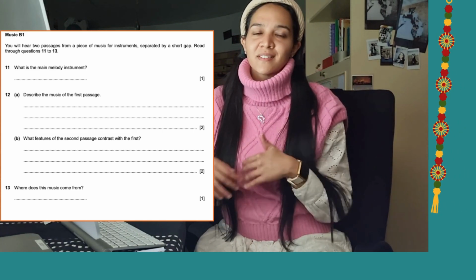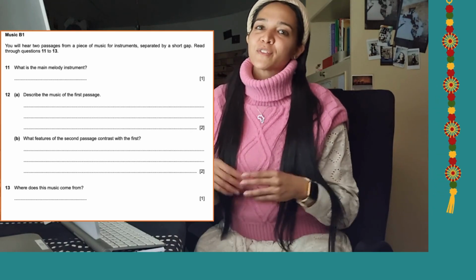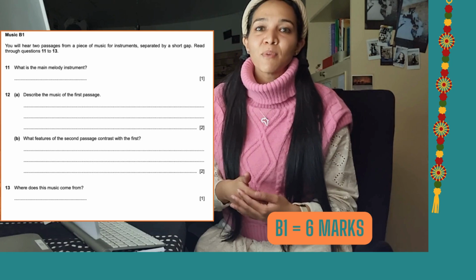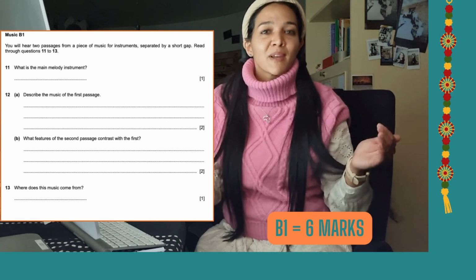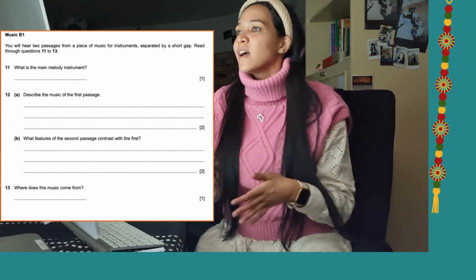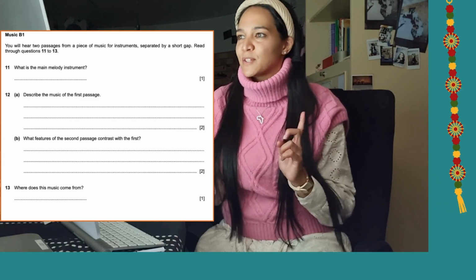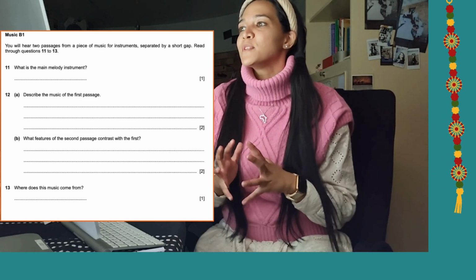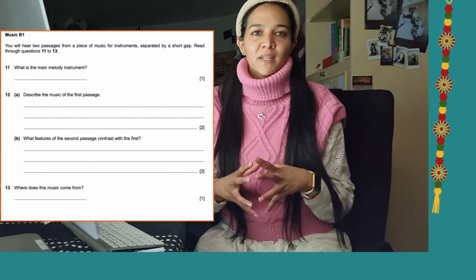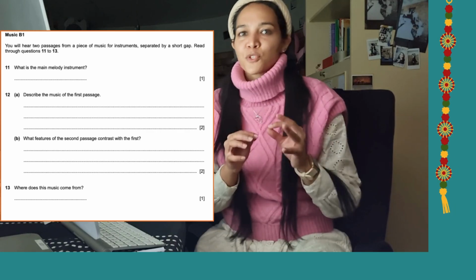It says read through the questions 11 to 13. So not a lot. We know that if we answer all the questions correctly here, we are guaranteed 6 marks. So let's read through our questions. Question 11. What is the main melody instrument? So we need to listen out there. Then they say describe the music of the first passage. So that'll be the first listening that hits you before the short gap.